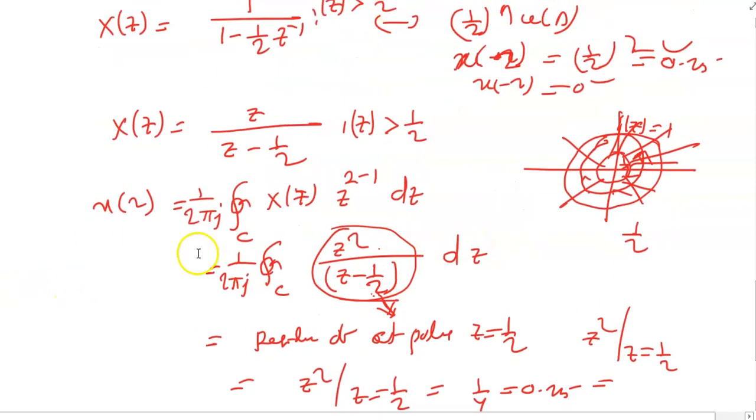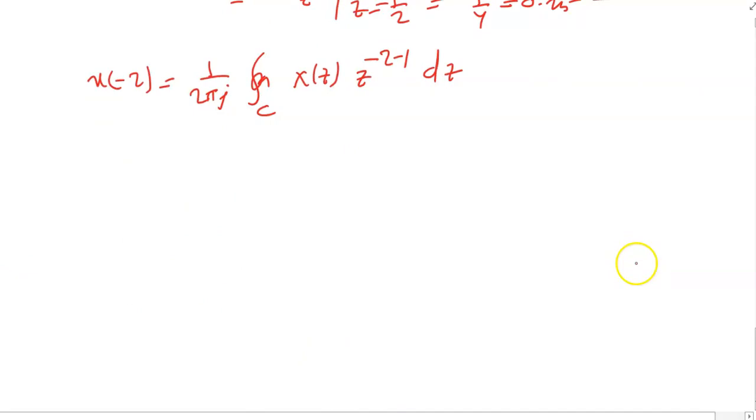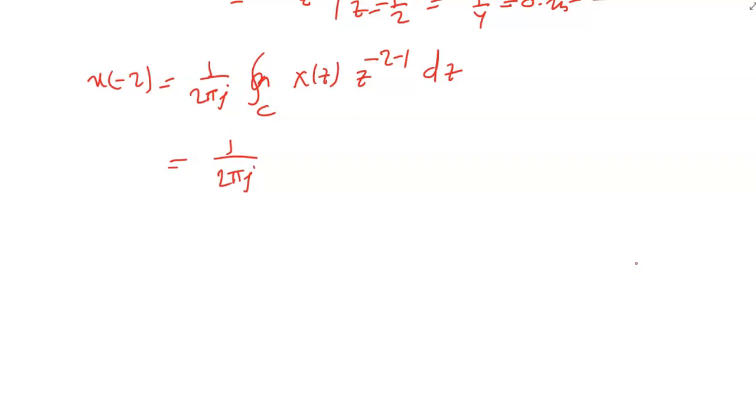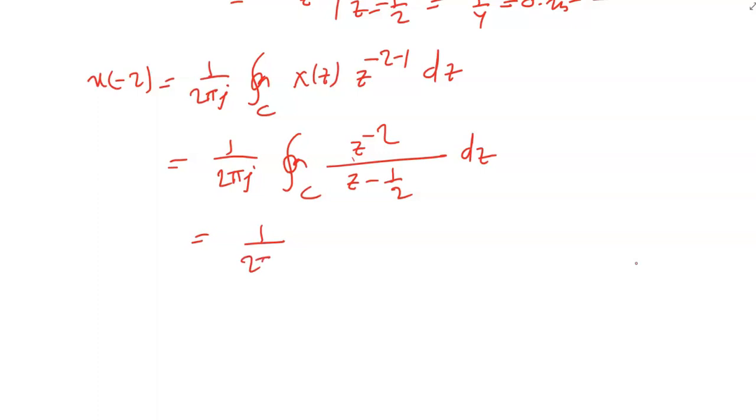So here X(z) equals z upon z minus half. So put these values, 1 upon 2 pi j, the contour is inside the ROC. So X(z) is equal to z upon z minus half, z to the power minus 2, upon z minus half dz. But now z becomes a pole for this together, that is inside the integral, that is 1 upon z square and z minus half dz.